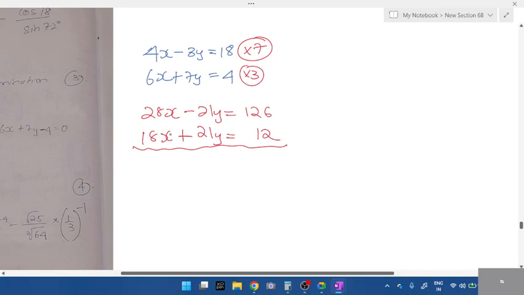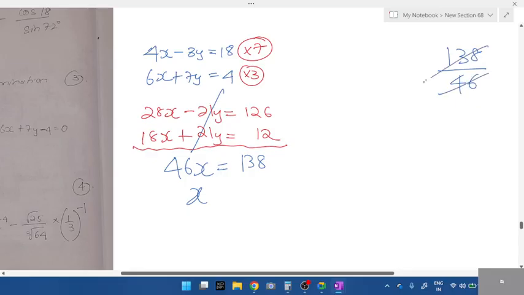Multiply 3. 3 6s are 18. 3 7s are 21. 3 4s are 12, it gets cancelled. Both are positive. What's the answer? 46x is equal to 138. Definitely it's a whole number. You won't get a decimal here. 138 divided by 46. You can use 2 times table, 3 times, 4 times. Just keep cancelling, students. 46 into 3. 3 6s are 18. 3 4s are 12. So it goes 3 times. x is equal to 3.